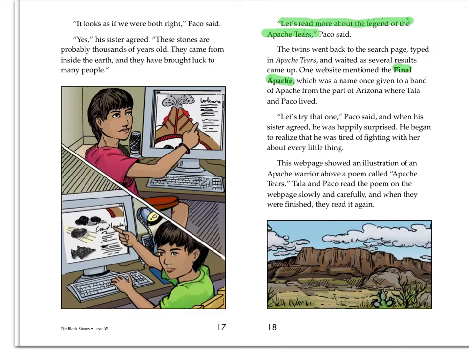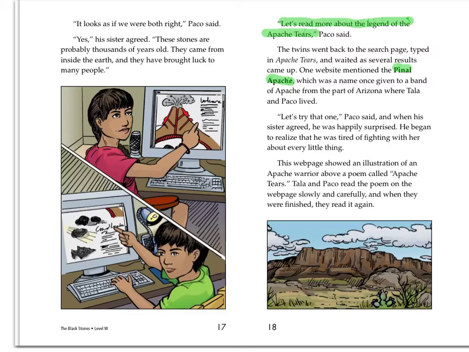Jack? I'm not exactly clear on what Apache Tears is, but I know it's like a band. It once gave the name to a band in Arizona where Tala and Paco live, but still, is there any other things you need to know about them? Oh, so you have a question about that? Yeah. Well, that's good. I wonder if we can infer some reasons why it's important once we get to that chapter. You'll have to pay attention to that.